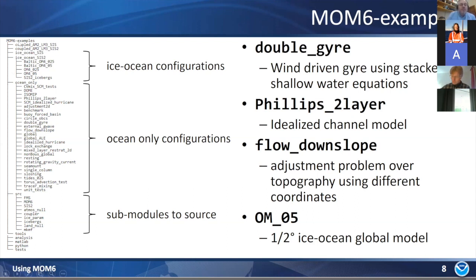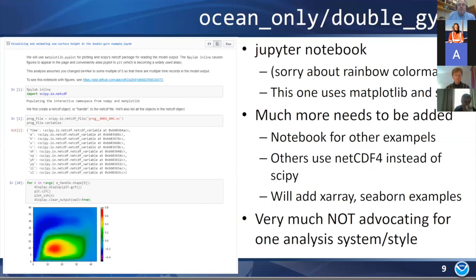So you'll see these directories with the configuration type, and then there is an SRC directory, and inside there are actually submodule links, Git submodules to the source code. These are not the actual source code. If you just checked out this repository, they are effectively symbolic links, but they're using this Git submodule concept, which I will explain briefly later on. But this repository is a starting point, and the four experiments I want to go through are the double gyre wind experiment, the Phillips two-layer experiment, a flow down slope, and then a global ocean model for 05. So, ocean only double gyre.